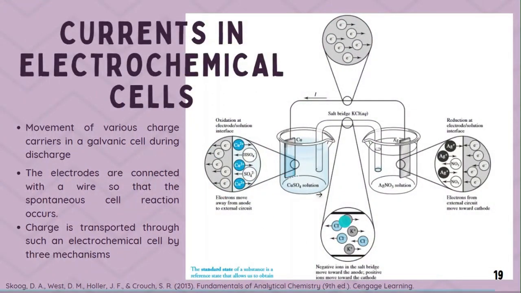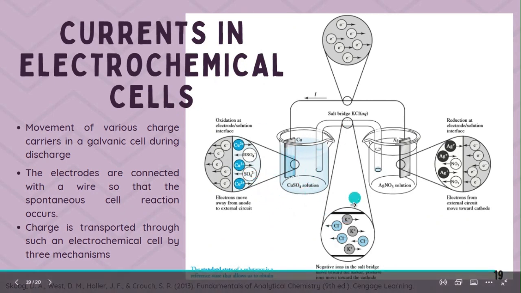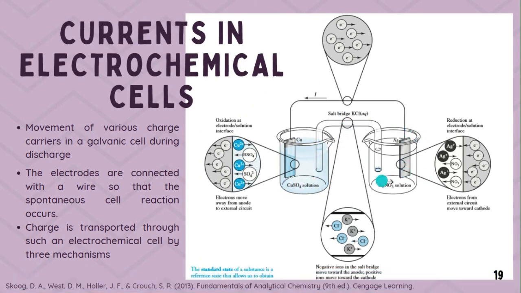In the left-hand compartment, the copper is oxidized to copper ions, and it moves away from the copper electrode, while the anions such as the sulfate and hydrogen sulfate ions move towards the electrodes. In the salt bridge, the chloride ion moves towards the copper compartment, while the potassium ion moves to the silver compartment. In the right-hand compartment, the silver ion moves towards the silver electrode, while the nitrate ions move toward the solution.